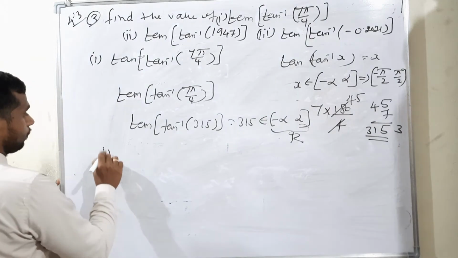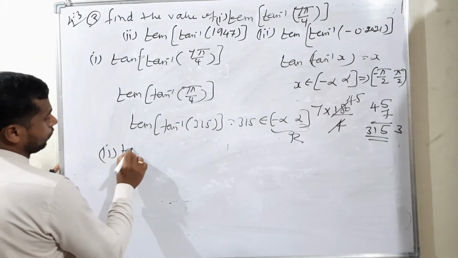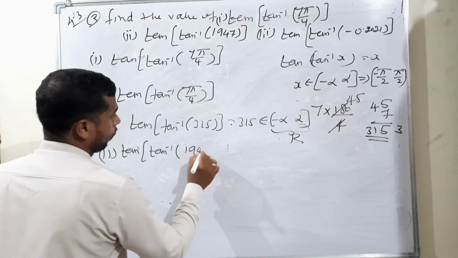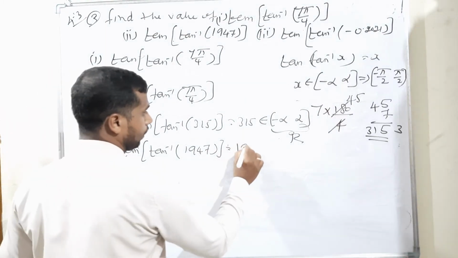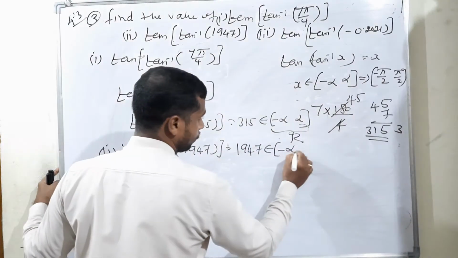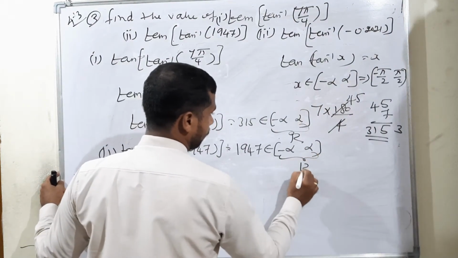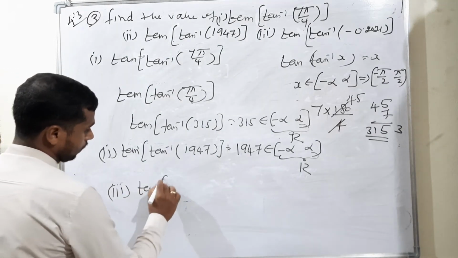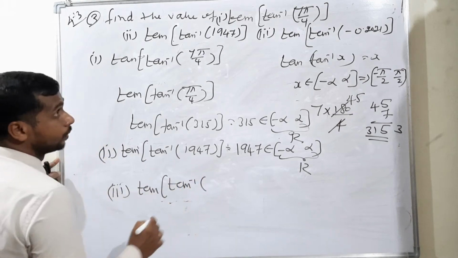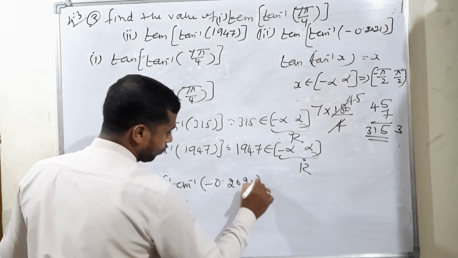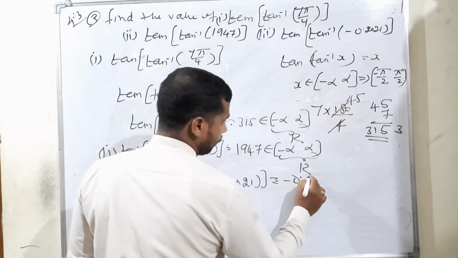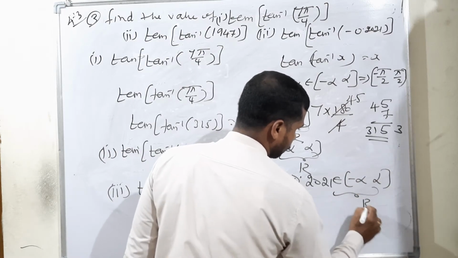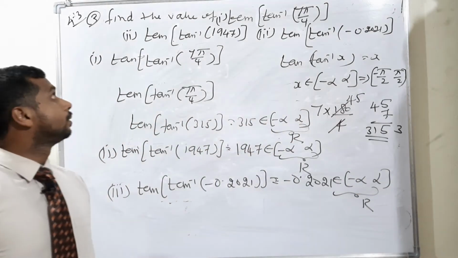Then the second term, what is subdivision 2? Tan inverse 1947. 1947 we can write directly because it belongs to negative infinity to positive infinity, that is called real values. Then subdivision 3 also: tan inverse of minus 0.2021. It belongs to negative infinity to positive infinity. That is also a real number. Okay. So, question number 3 is also over.